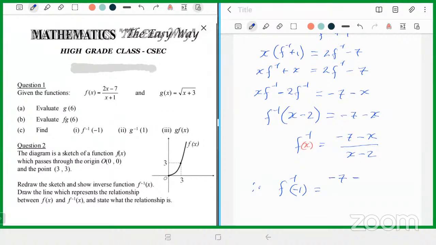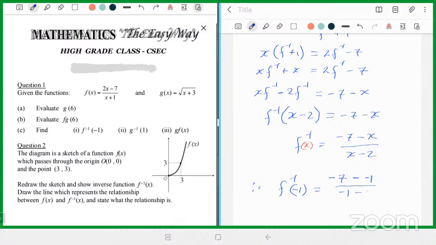So we can say therefore f to the minus 1 of negative 1 is negative 7 minus. A lot of people made mistakes right here. You have to put back this minus first. And then now the x value that you're replacing is negative 1. Right? So you're placing negative 1 for that x. So this x is negative 1. So the minus minus here becomes a plus, and you're dividing this side. This x is negative 1 minus 2.